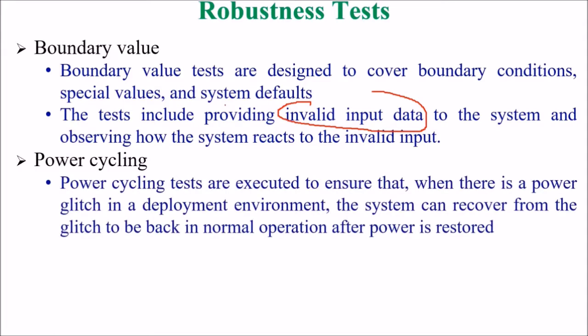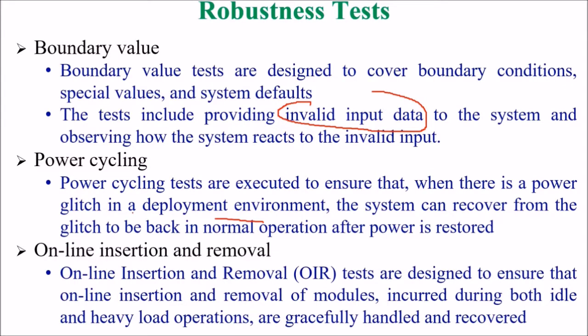Power cycling. Power cycling tests are executed to ensure that when there is a power glitch in a deployment environment, the system can recover from the glitch to be back in normal operation after the power is restored. Online insertion and removal. These OIR tests are designed to ensure that online insertion and removal of modules occurring during both idle and heavy load operations are gracefully handled and recovered.